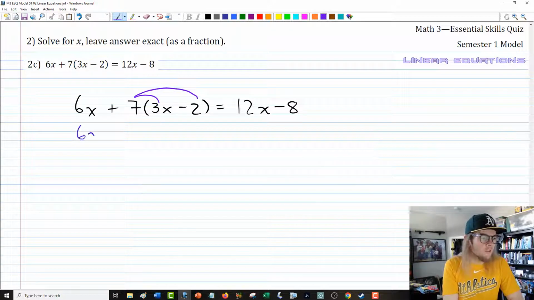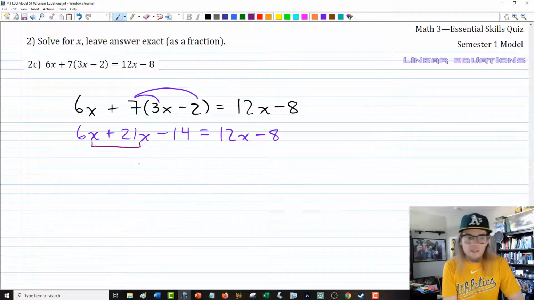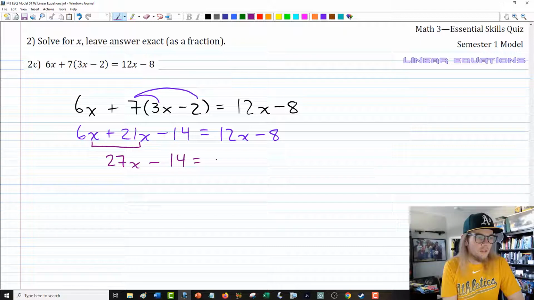So where that'll leave us is with 6x plus 7 times 3x, or 21x, and then 7 times negative 2 is minus 14. All of that's equal to 12x minus 8. The next thing I want to attack are any like terms that I can. I see one set right there already combined together. So 6x plus 21x is going to be 27x. Obviously, we still have minus 14 equals 12x minus 8.